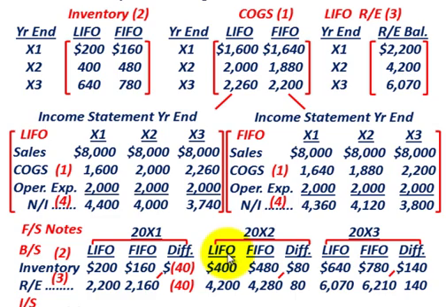So let's look at our LIFO here for 20X2. Again, our inventory, you can look at it. LIFO was 400 versus FIFO here at 480. You can see that here: 400 inventory for LIFO, 480 for FIFO. So we had an increase in our year-end inventory amount; the difference is 80,000.